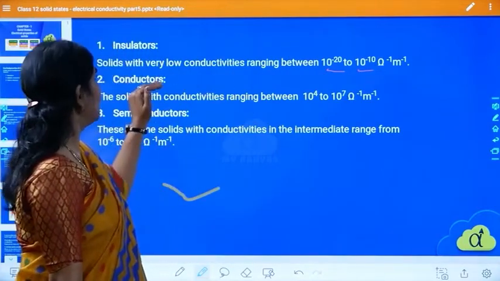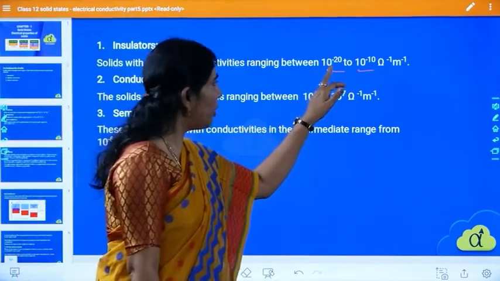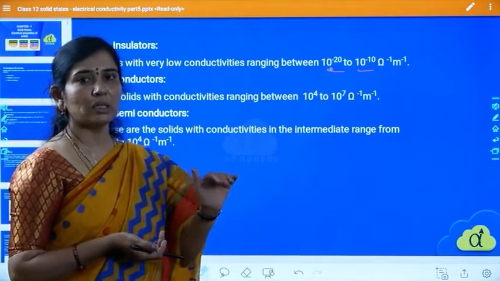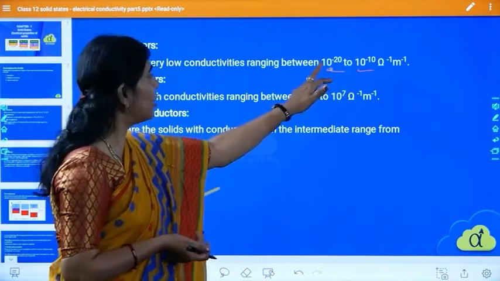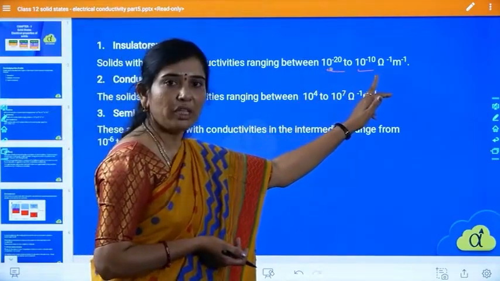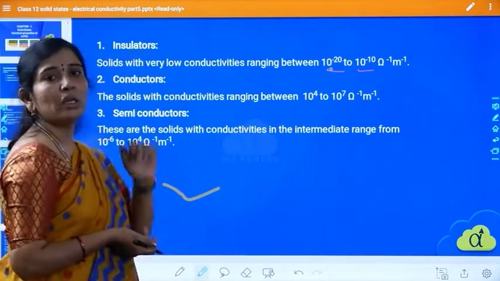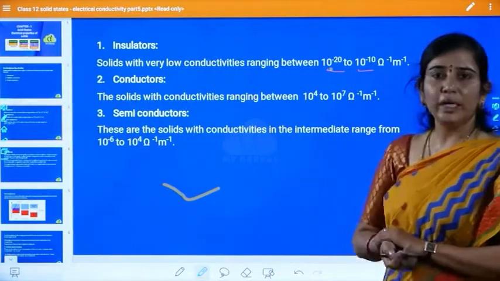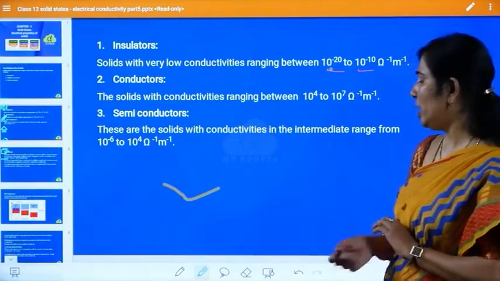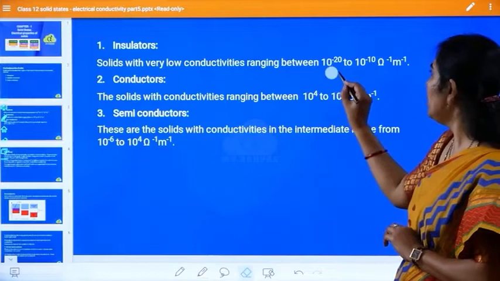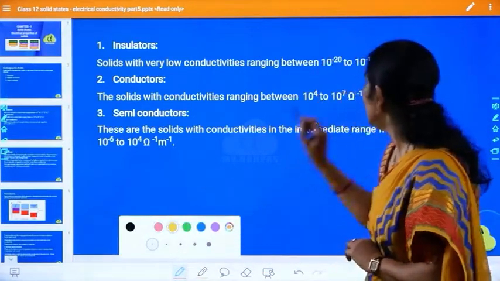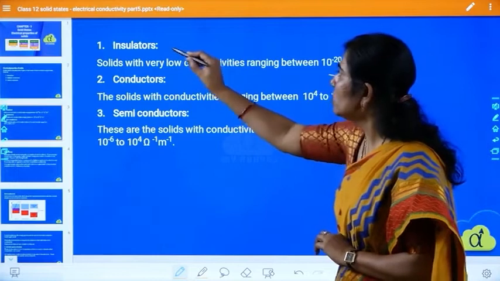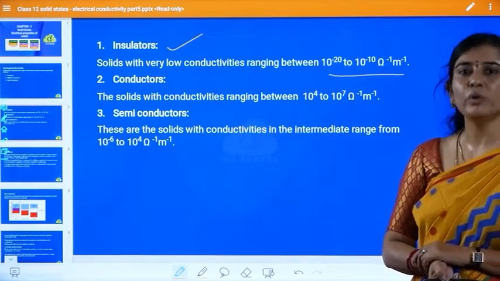If the conductivity of a solid is between 10 power minus 20 to 10 power minus 10, then it is a very low conductance. Solids with conductivity in this range, we call them insulators. What do you mean by insulators? Insulators are the solids which exhibit very low conductivity. The range is 10 power minus 20 to 10 power minus 10 ohm inverse meter inverse. Such solids are known as insulators. I hope you are following.